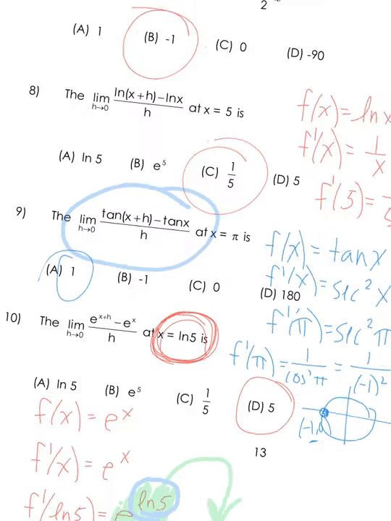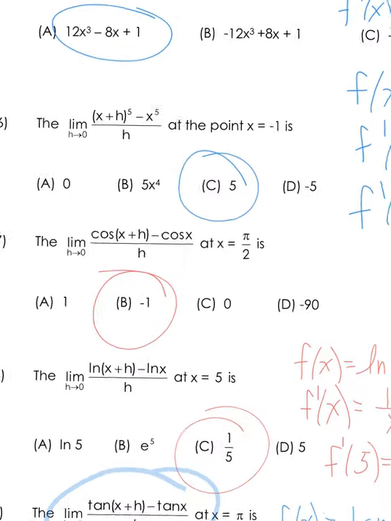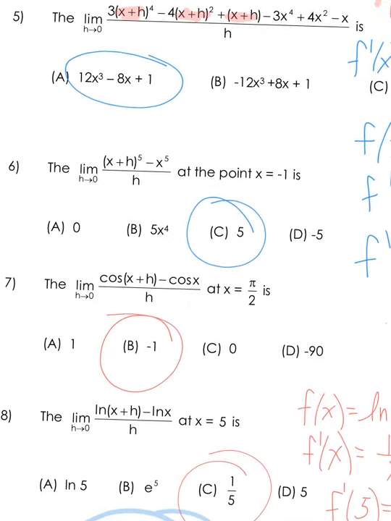Okay, same thing up here for our polynomial functions. Can you figure out that the function that we're talking about here is just x to the 5th? Then take a derivative of it, 5x to the 4th, and then plug in. Make sure you take a derivative of the function before you plug in.